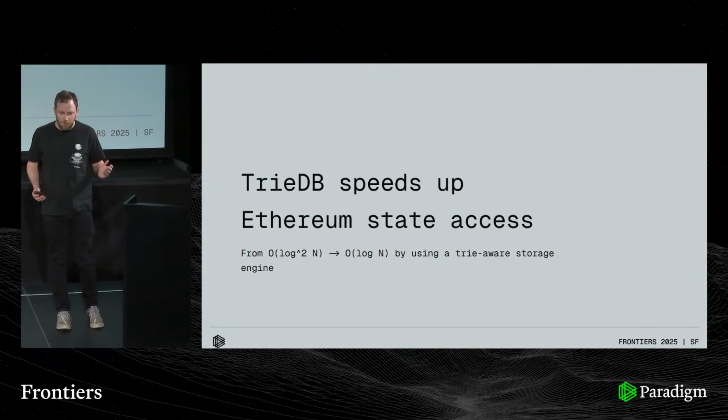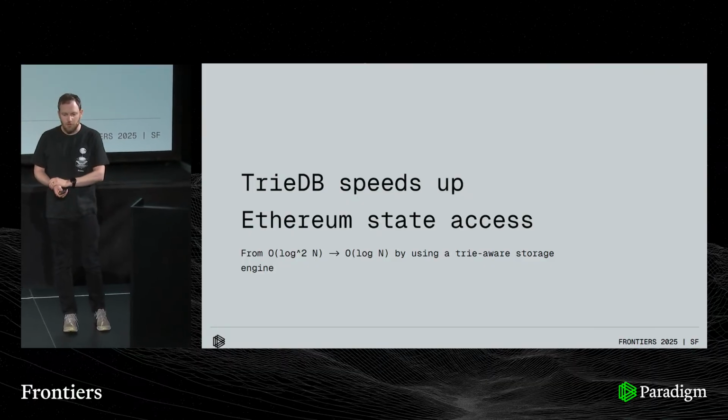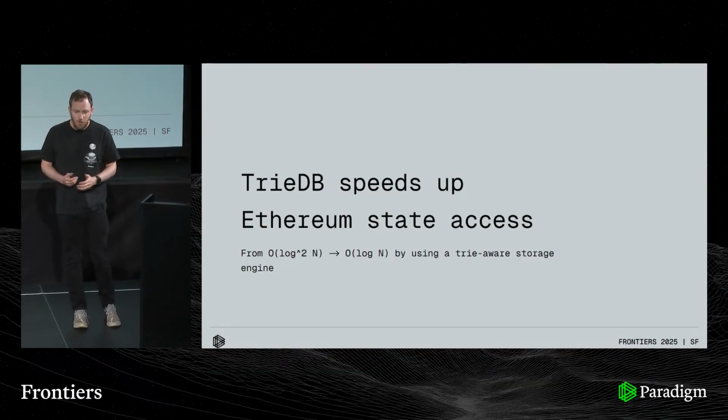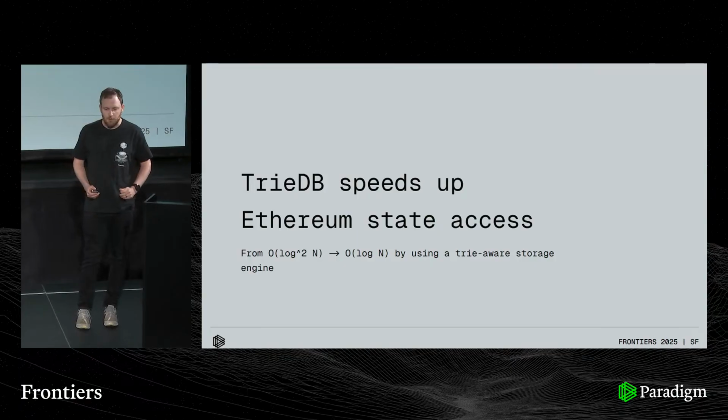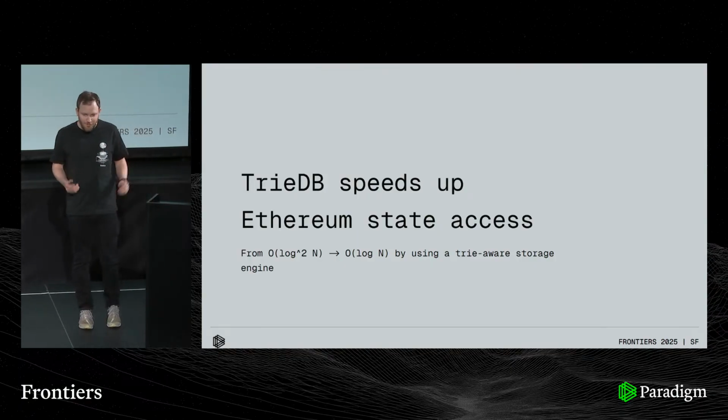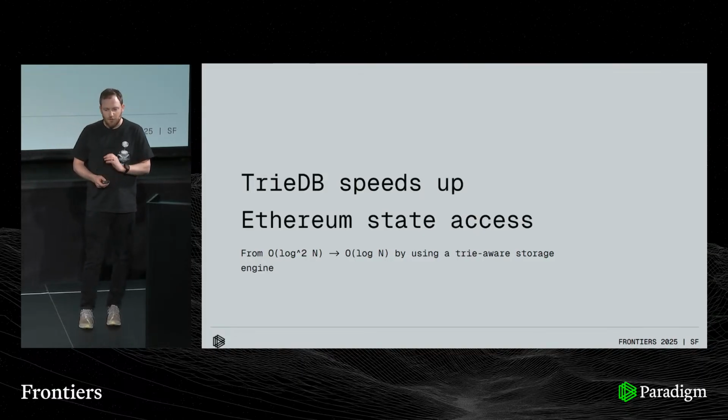So, bottom line up front: Base built a Trie database, TrieDB. This speeds up Ethereum state access from an O(log² n) factor to an O(log n) factor in the amount of I/O operations for the number of Trie nodes being accessed and updated. And we do this by using a Trie-aware storage engine.